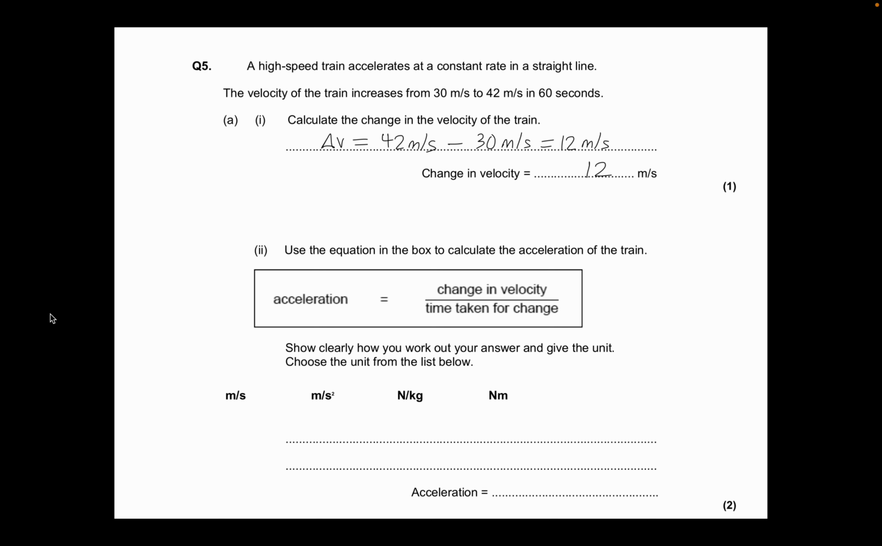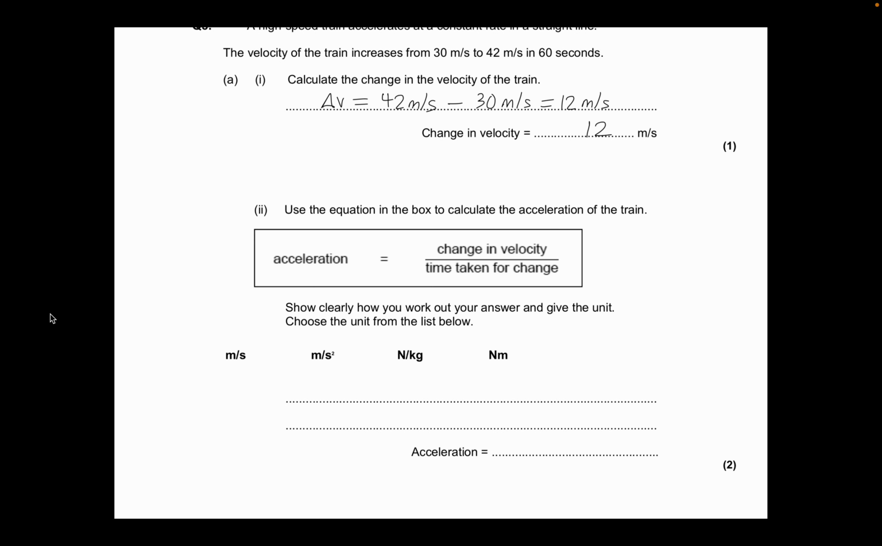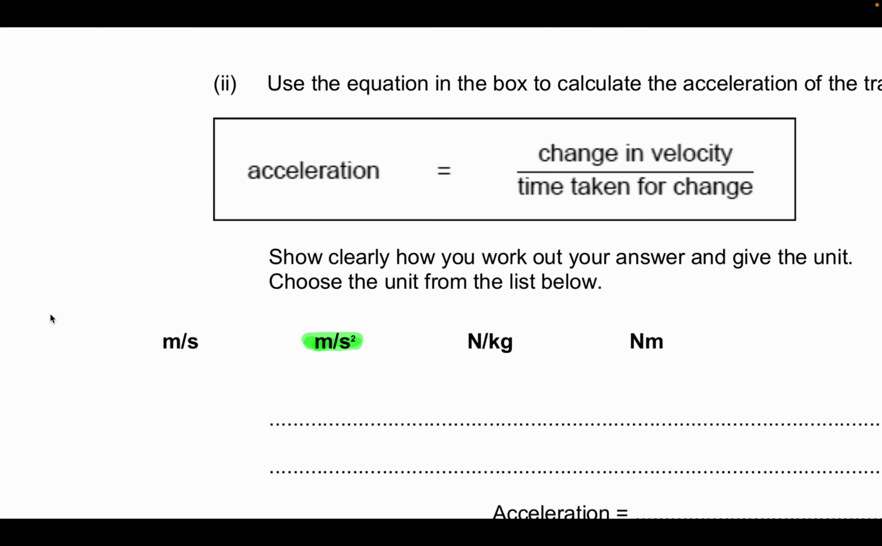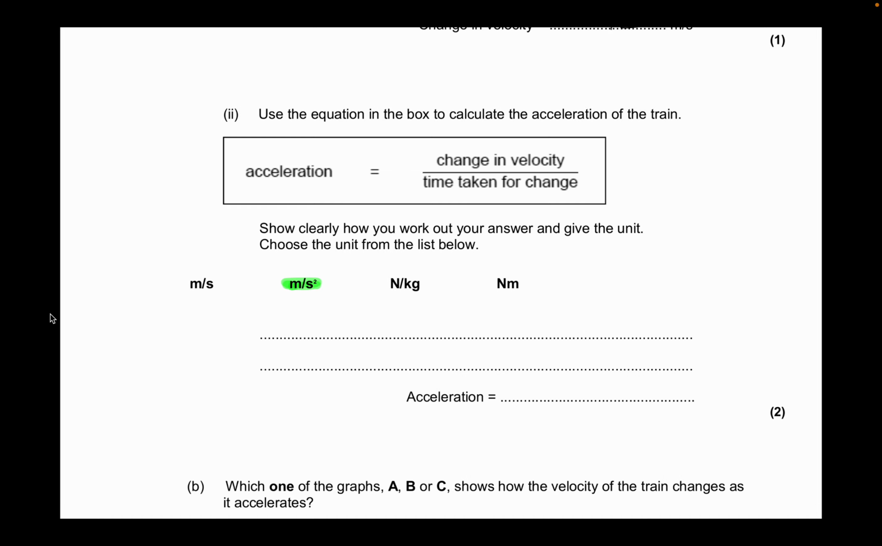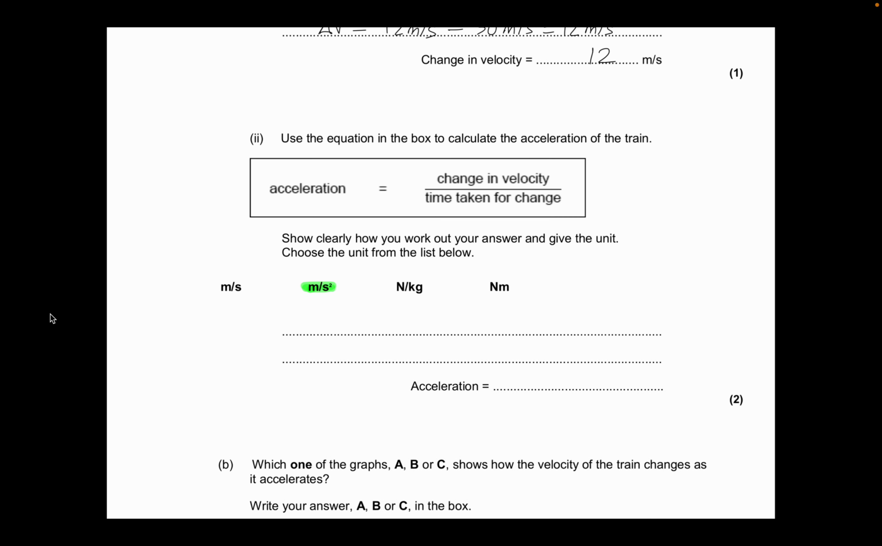Use the equation in the box to calculate the acceleration of the train. Show clearly how you worked out your answer and give the unit. Now remember the unit of acceleration is meters per second squared. Be really careful what you're circling. It is meters per second squared. It is this one over here. If you zoom in, there's a square next to it. That's one of your units for acceleration.